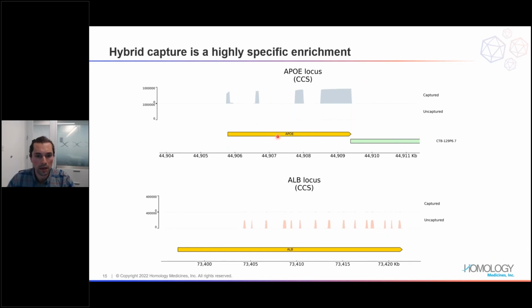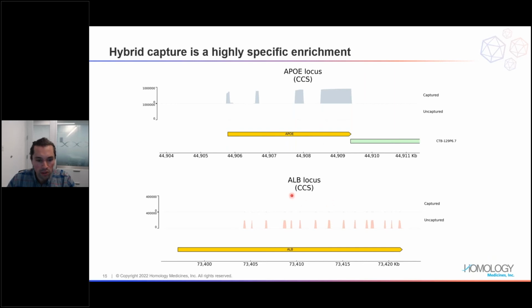Okay, got my pointer back. Up at the top here, we have the ApoE locus, and we're comparing the capture versus the uncapture. In the captured sample, you can see that ApoE is very highly expressed in these four different exons. In the uncaptured sample, you can't really see it, but it is there. There were just fewer reads because it was uncaptured.